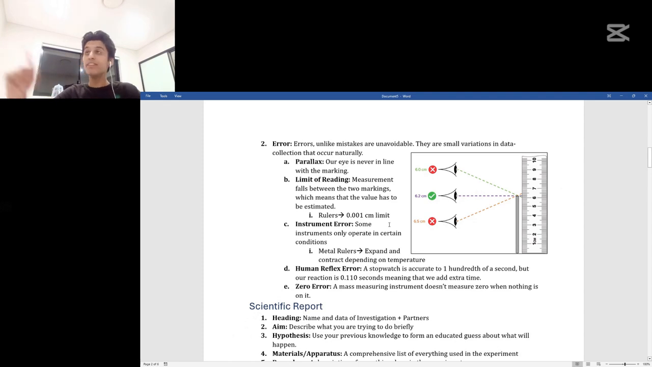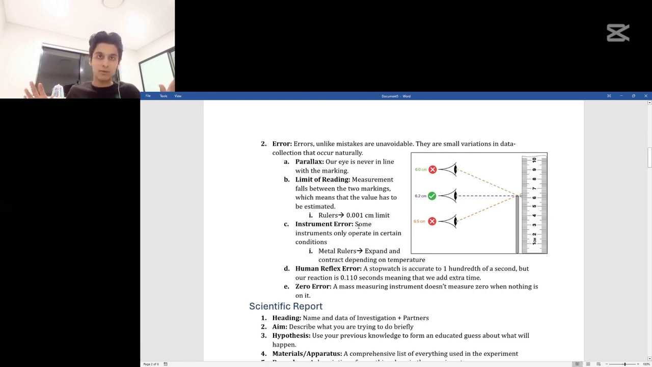Now, to avoid parallax error, every time you measure something, measure with the right angle to the thing that you're measuring. Whether you're counting the volume or the length or the distance, make sure that your eye is on level with what you're measuring. Okay, limit of reading. Measurement falls between the two markings, which means that the value has to be estimated.